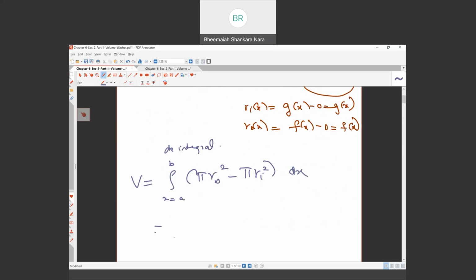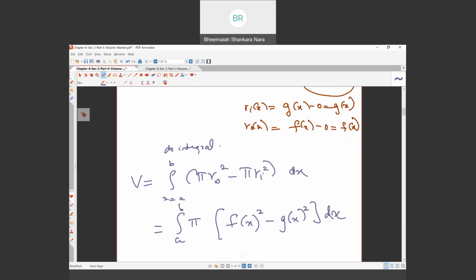A to b, pi goes out, f of x square minus g of x square. So this is the formula for the washer method. So let's do an example for this washer method.